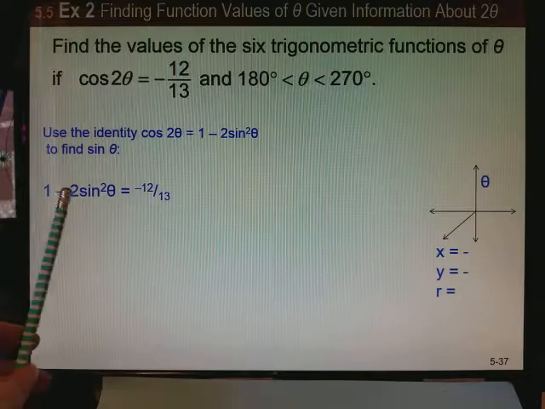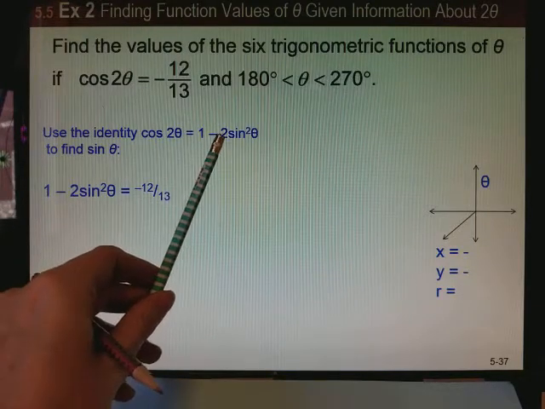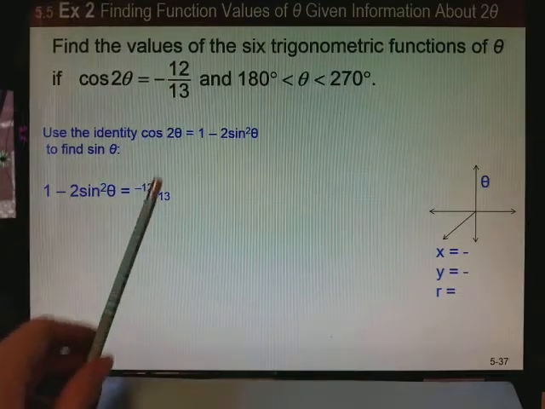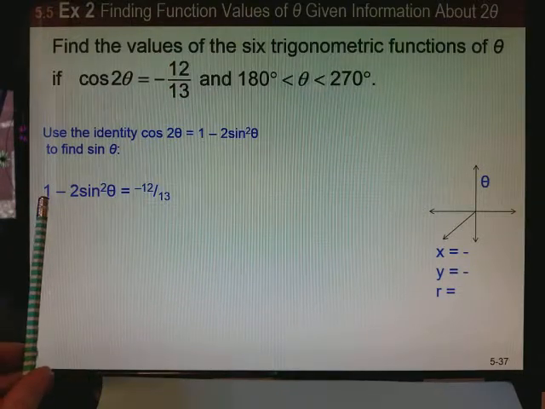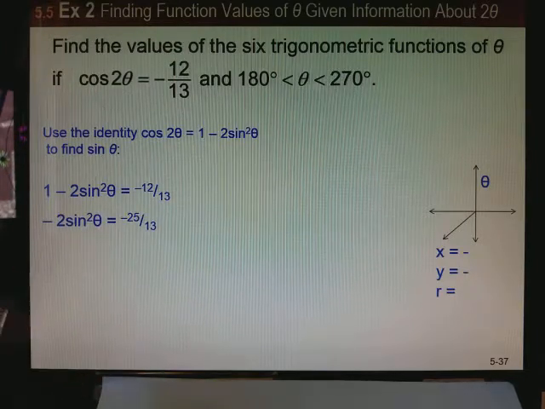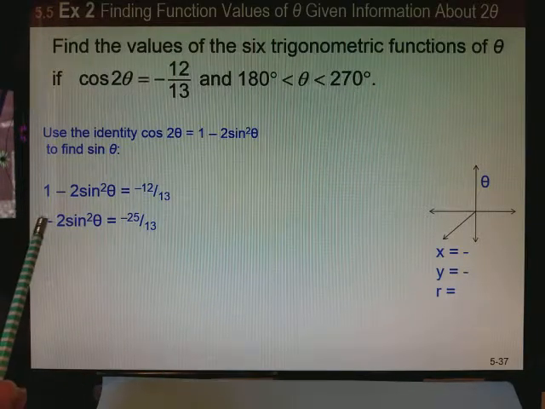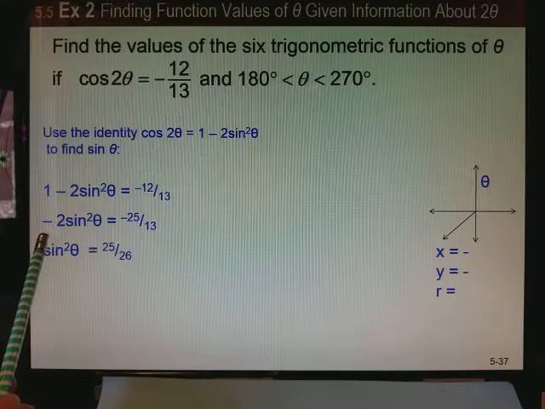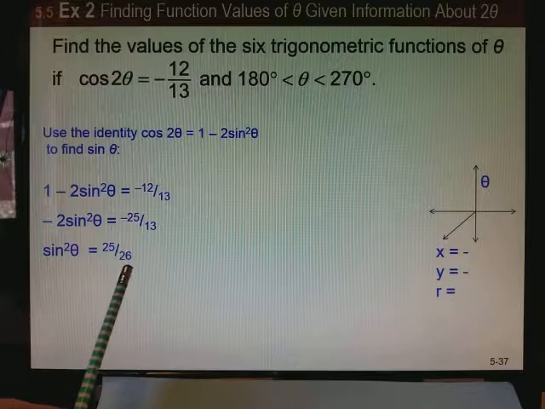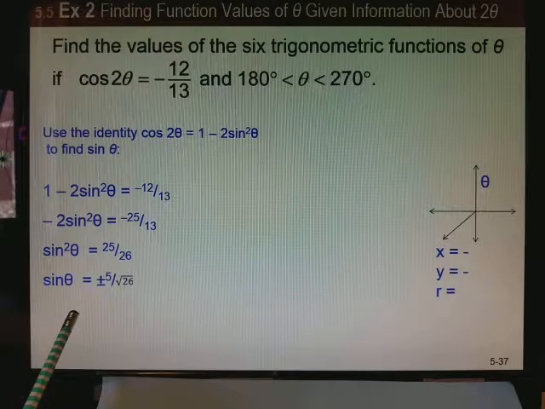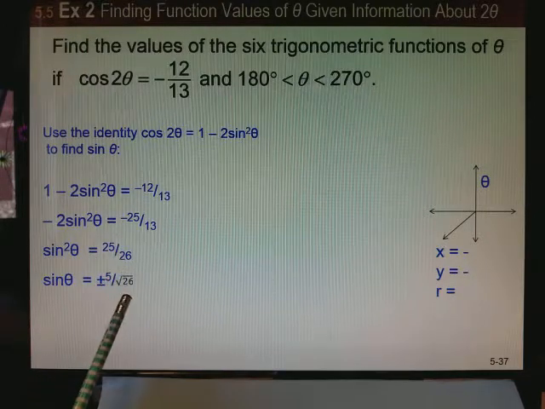So therefore, the cosine of 2 theta, we're going to use this for this left side right here. That equaled the negative 12/13. So first thing I need to do is subtract 1. That means I'm subtracting 13 over 13. So that's why it's negative 25 over 13. Need to get rid of the negative 2. So I multiply both sides by negative 1/2. In doing so, sine squared is 25 over 26. To get rid of the square, you do plus or minus the square root. So square root of 25 is 5, square root of 26.